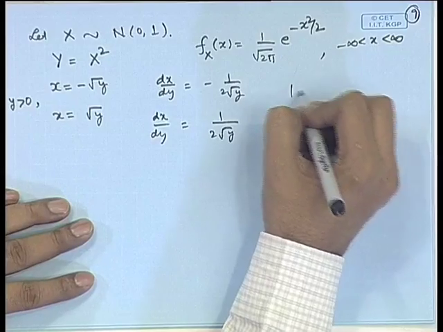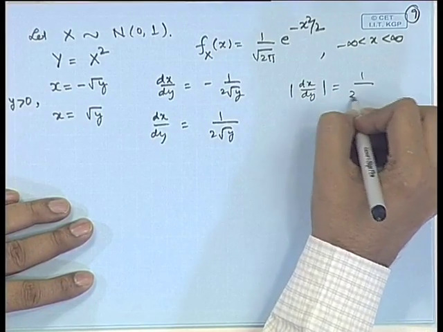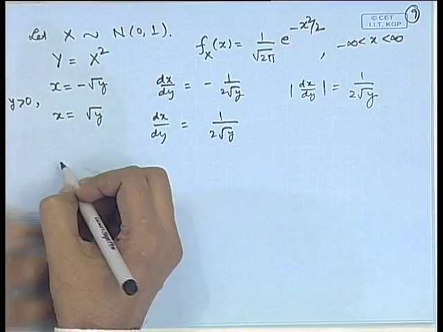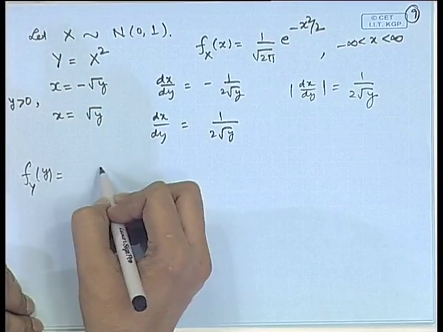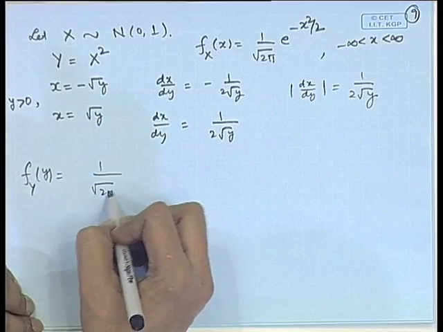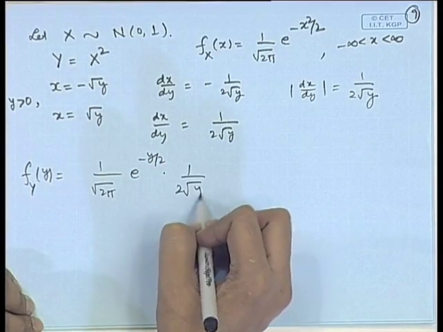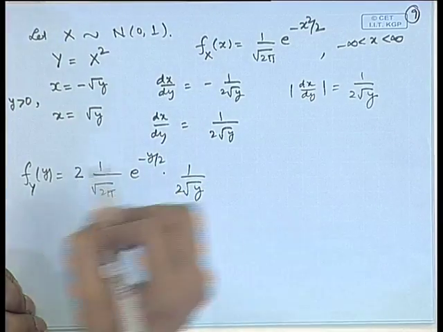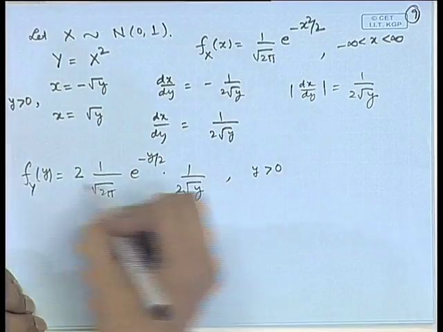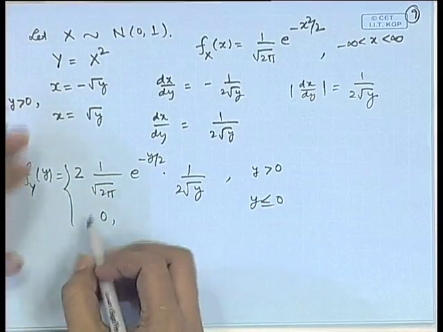So, when we take the absolute value of dx by dy in both the regions, it is 1 by 2 root y. So, the density function of Y is obtained as 1 by root 2 pi e to the power minus y by 2, 1 by 2 root y, and the second time again the same term will come. So, we will write 2 times. This is for y positive and 0 for y less than or equal to 0.